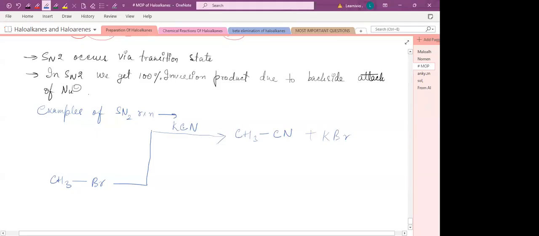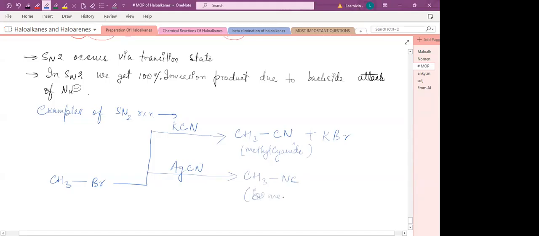So if this cyanide is attacking from the carbon center, you will get this methyl cyanide. This is your methyl cyanide. But what will happen if I give you AgCN? In this case, this cyanide basically attacks from the nitrogen center and it will give you CH3NC. CH3NC means your isocyanide. This is your isocyanide.